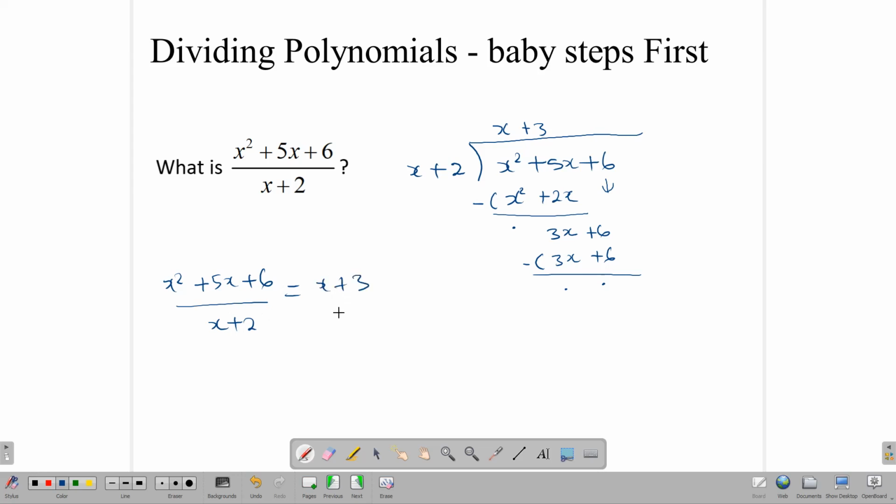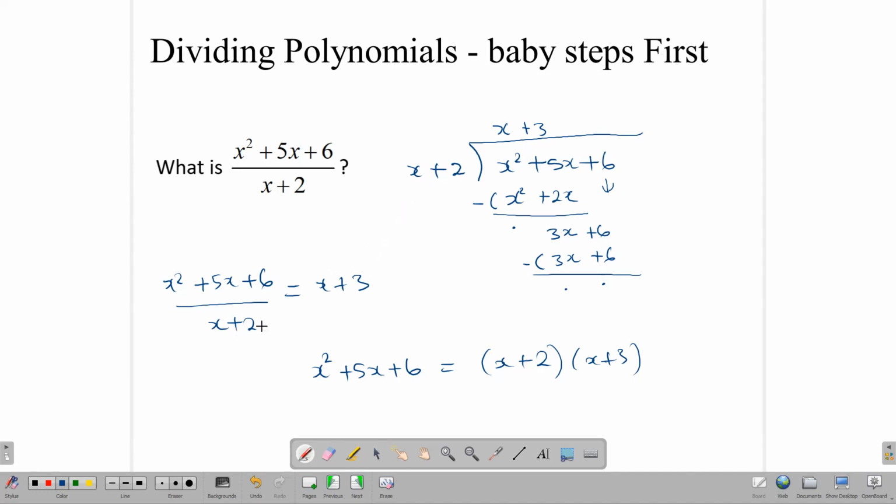Or writing that another way, x squared, which is the numerator here, plus 5x plus 6 is the same thing as x plus 2 times x plus 3. So we can use long division as a way to get out a part of our factor in factorization.